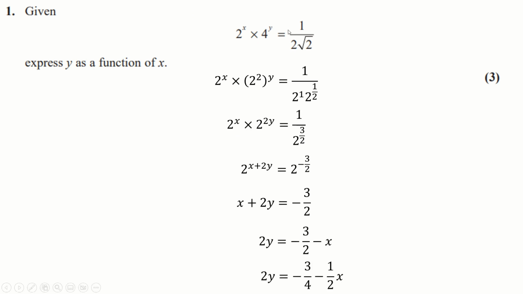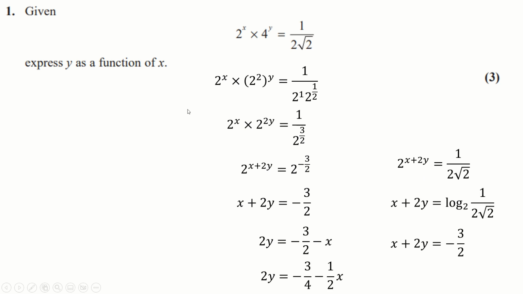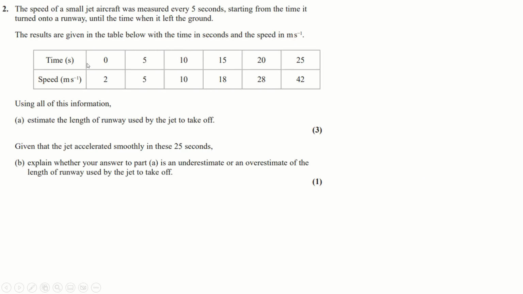Alternatively, you don't even have to deal with this, right? As long as you do the same thing over here and get to this point, you can just have that equal to the original thing, and you can just take log base 2 of both sides, and the calculator will give you the minus 3 over 2 that you need here, and then everything from there will be the same. Question 2 then, so we have something going on at time and then some speed here.